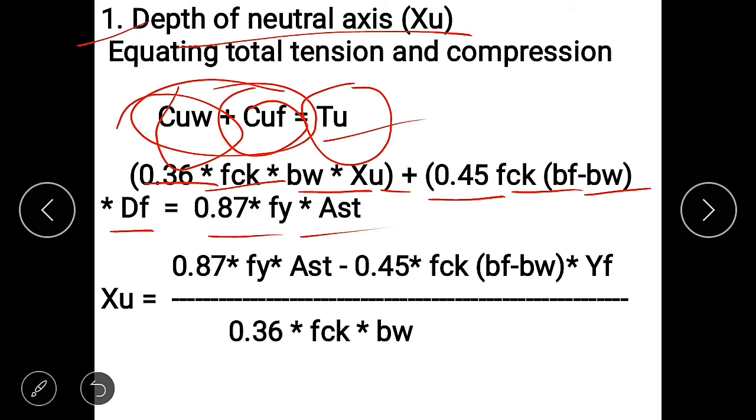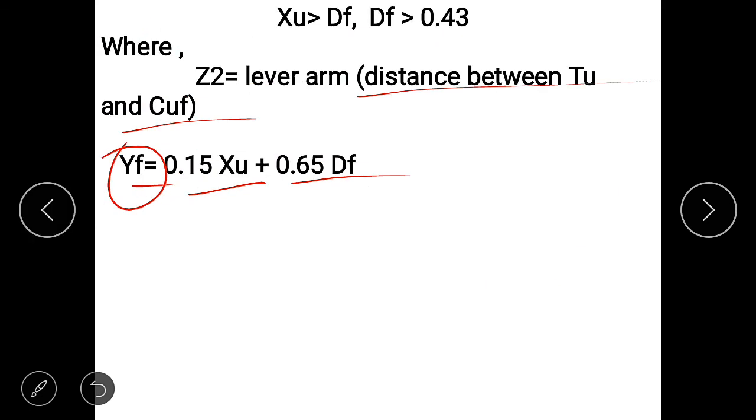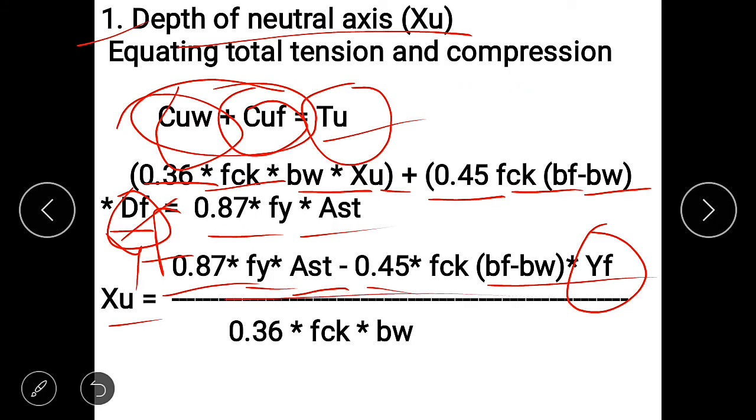This formula is the same as in case number 2, but here yf is added. So Xu equals 0.87 fy into AST minus 0.45 fck into (bf minus bw) into yf, divided by 0.36 fck into bw. You know the value of yf is 0.15 into Xu plus 0.65 into Df. bw is width of web.